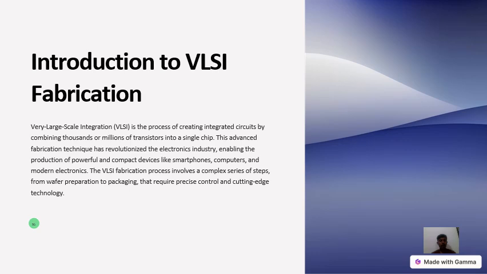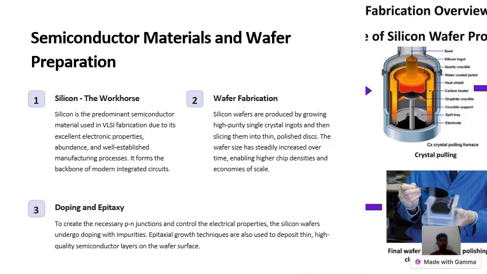Today I am going to discuss Introduction to VLSI Fabrication. Very large-scale integration is the process of creating integrated circuits by combining thousands or millions of transistors into a single chip. This advanced fabrication technique has revolutionized the electronics industry, enabling the production of powerful and compact devices like smartphones, computers, and modern electronics. The VLSI fabrication process involves a complex series of steps from wafer preparation to packaging that require precise control and cutting-edge technology.